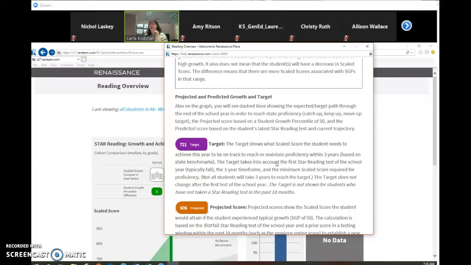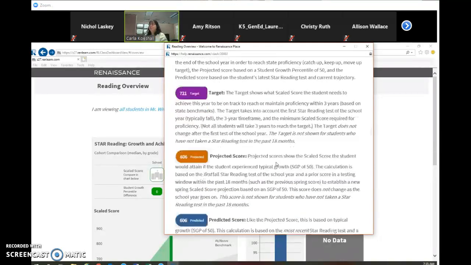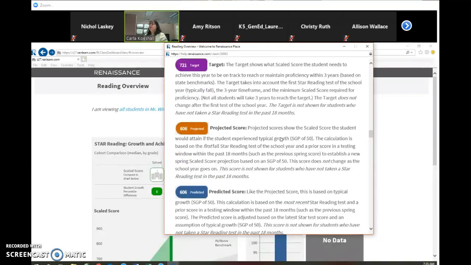Benchmark, or your state. If you choose state, then it's minimum proficiency on your state test. Projected is going to show what the student would attain if they experience typical growth. And here, this also says SGP of 50.